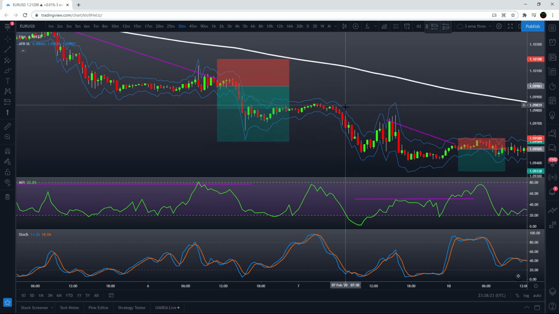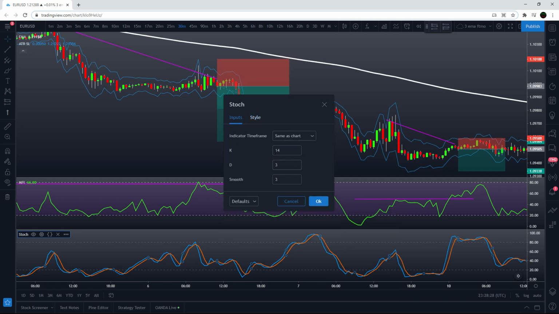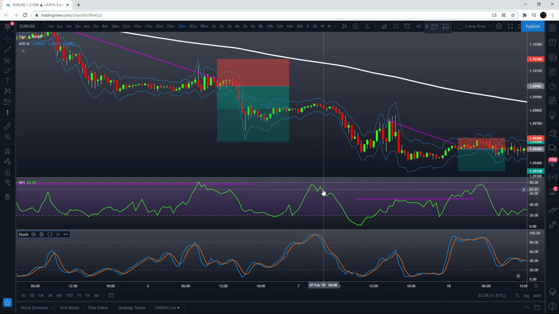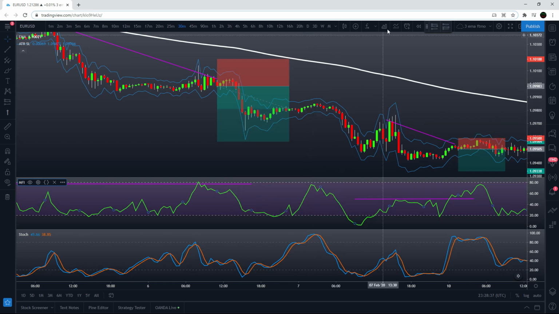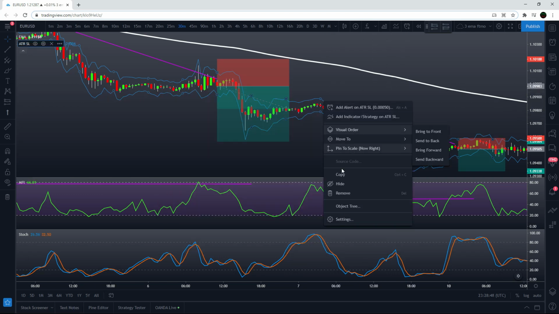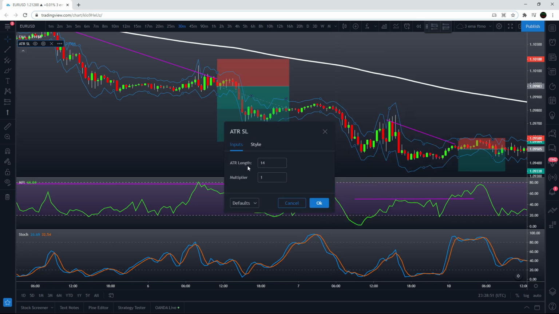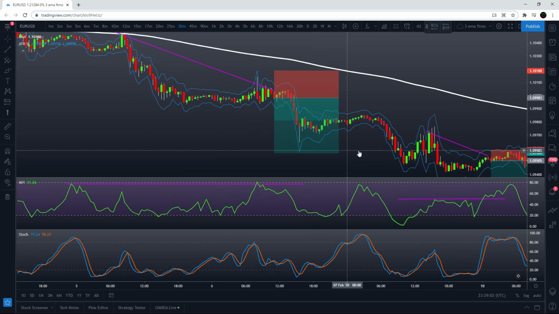And let me show you the indicators here. So stochastic is just the basic stochastic. The settings are 14, 3, and 3. Money flow index is also default 14. And then the stop loss indicator, I'll show you here. Right here, ATR stop loss indicator, Edgar Tran something, and I'll show you the settings on it. I changed them. So it's 14 period ATR length, and then multiplier is 1. So those are not default settings. All right, and then just 200 EMA, and that's it.